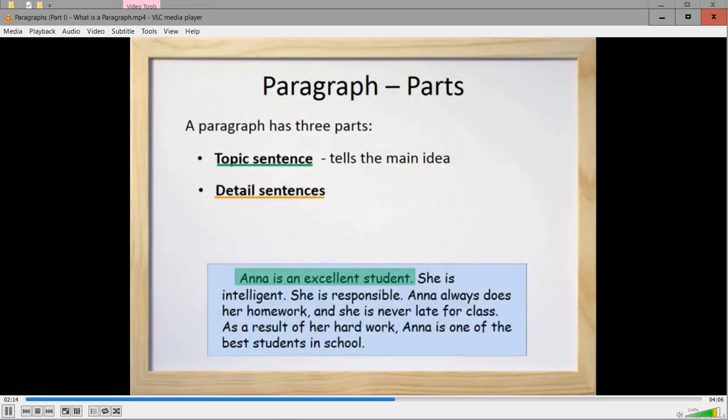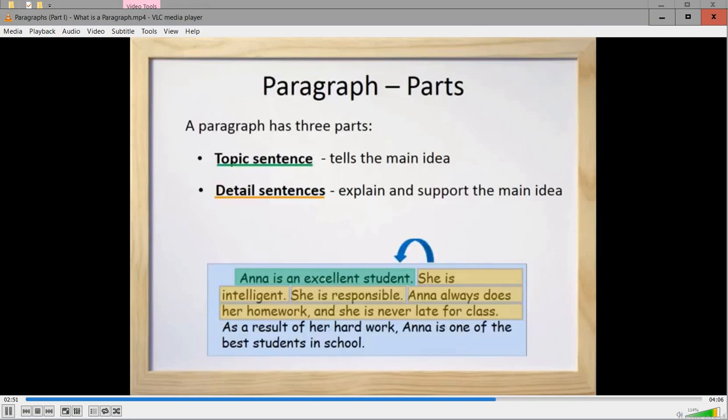The next part of a paragraph is the detailed sentences. These explain and support the main idea. Our example about Anna has 3 detailed sentences. They explain and support why Anna is an excellent student. Here are the 3 detailed sentences of our example paragraph. She is intelligent. She is responsible. Anna always does her homework, and she is never late for class. Do you see how these 3 detailed sentences explain the topic sentence? Because they tell us why Anna is an excellent student.